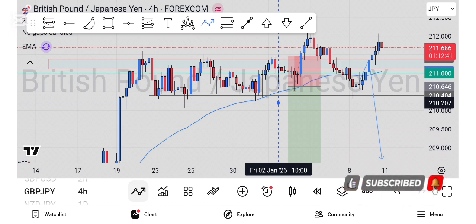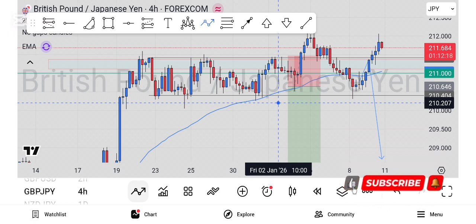I would have not been on this trade. Maybe by now I'll still be expecting sell, because I'm still expecting sell on GBP JPY. I would have not been on this trade because I would have simply waited for this candlestick to close and then avoided this loss. But yes, I took the trade and I took the loss.